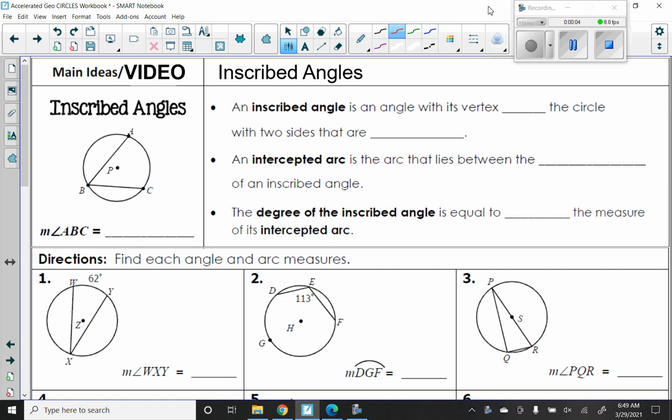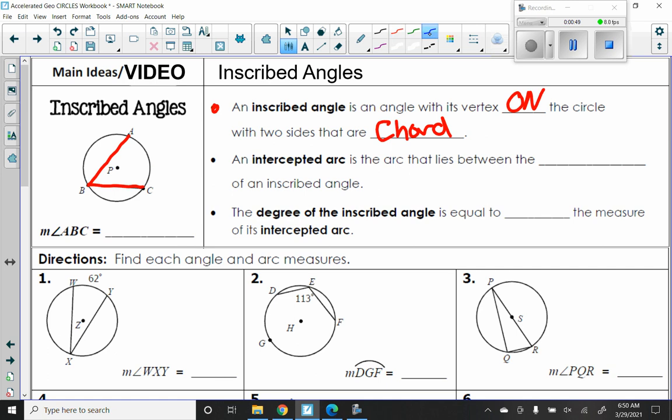All right, so inscribed angles. Here is our first bullet. An inscribed angle is an angle with its vertex on the circle. That would be this point B here, which I just highlighted in red, with two sides that are chords. A chord is any line that does not pass through the center, whose endpoints are on the edge of the circle. That's why those are not diameters, because they do not pass through the center of the circle.